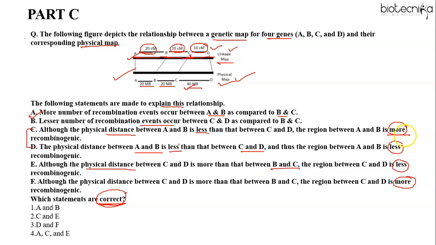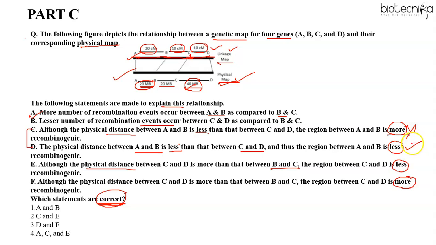Now, as we know that C and D are contradictory statements, only one word is changed in these statements. The statement is that physical distance, now we have to look at the physical map. Physical distance between A and B is less than that between C and D. So yes, this is correct. Here the A and B physical distance is 20 MB, whereas C and D is 40 MB, right? The region between A and B is more recombinogenic. No, this is incorrect. It will be less recombinogenic, right?